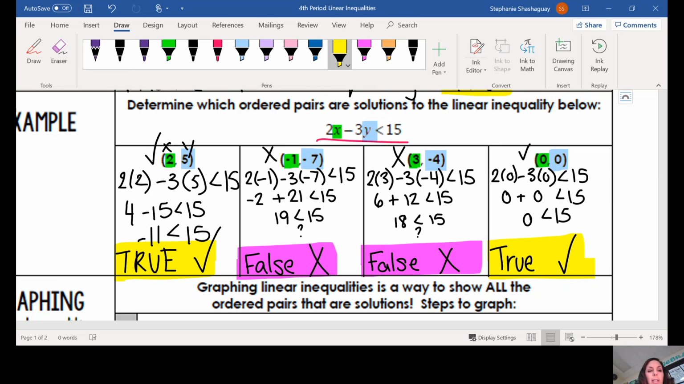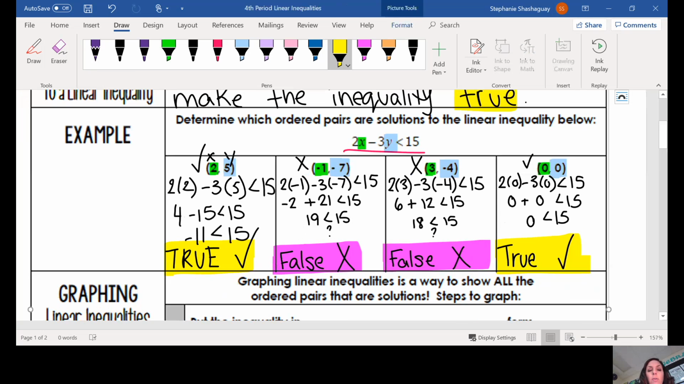If you see a question like this on the test, all you have to do is plug in those x and y values that they gave you in the ordered pair into the equation to see if you get a true statement. Okay?